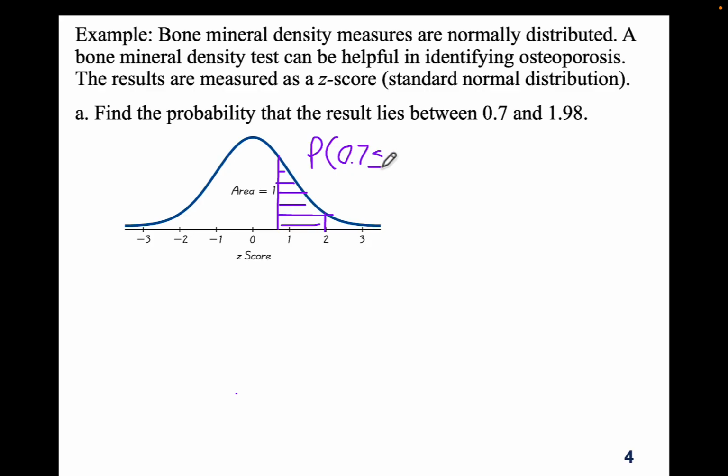less than or equal to. We're going z-scores, but the program has an x, so you can think of x and z as interchangeable. And 1.98, oh shoot, I forgot to squeeze in my less than or equal to, 1.98, close parentheses, and when you hit compute, the output, what follows the equal sign, will be the probability.